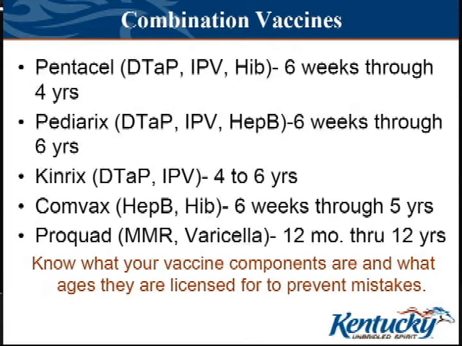Kinrix is for your 4 to 6-year-olds, so those would be the kids that are coming in getting ready for kindergarten, and that contains DTaP and polio. Comvax is hepatitis B and Hib, and then your ProQuad is your MMR, which is measles, mumps, and rubella, and your varicella combined in the same shot.